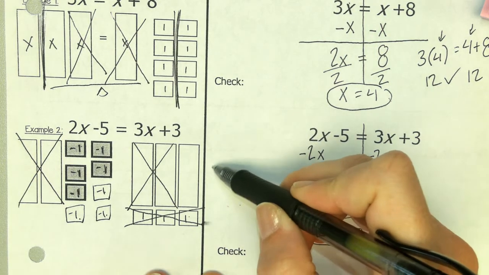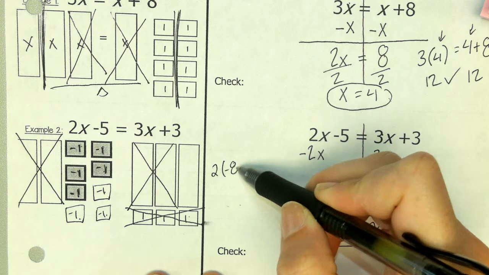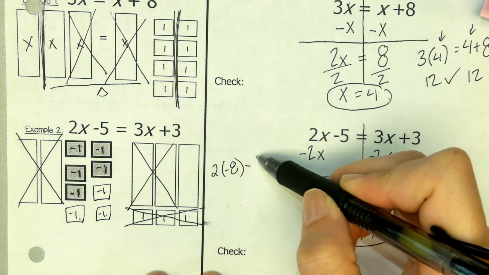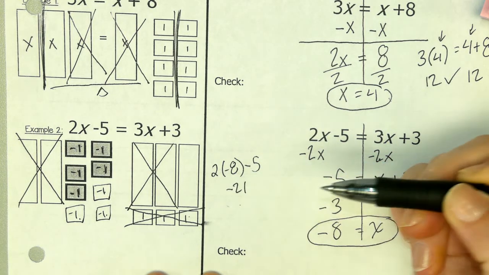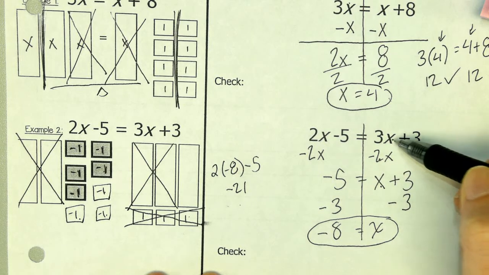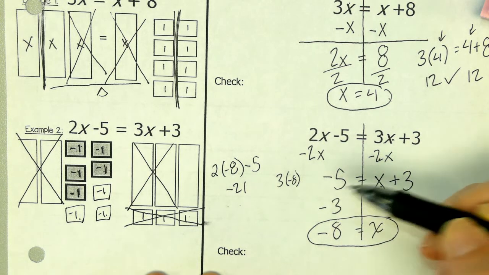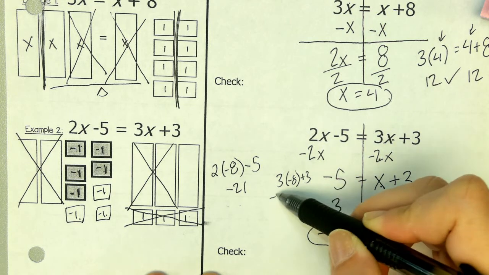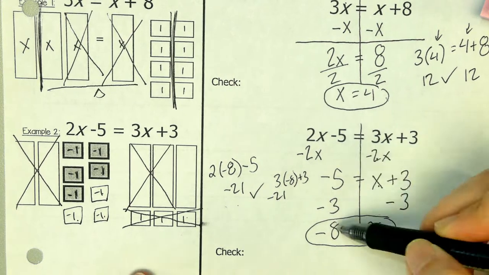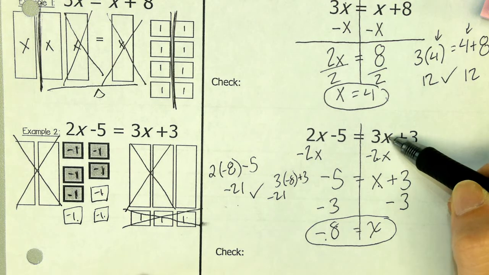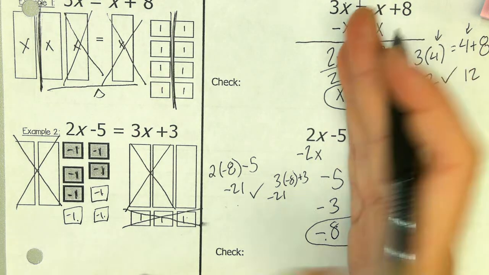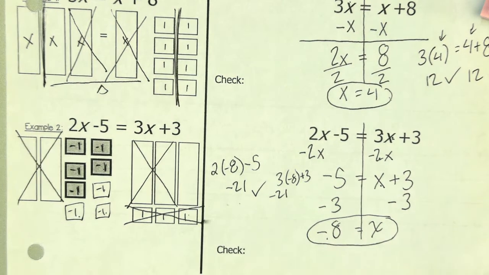If you want to check your work, 2 times negative 8 is negative 16, minus 5 is negative 21. Plugging in negative 8 on this side, 3 times negative 8 is negative 24, plus 3 is negative 21. So I plugged in negative 8 every time I saw an x. I saw that each side separately equals negative 21. So I know our answer is right.